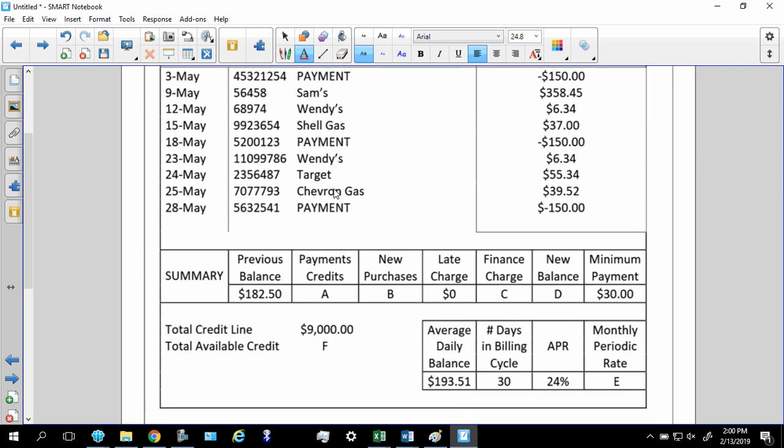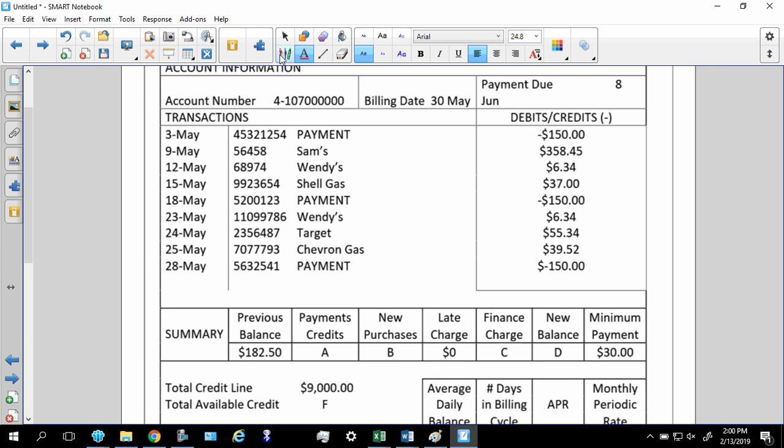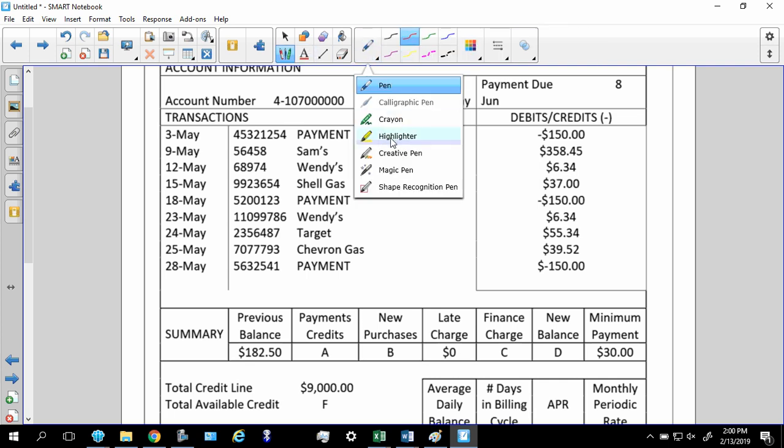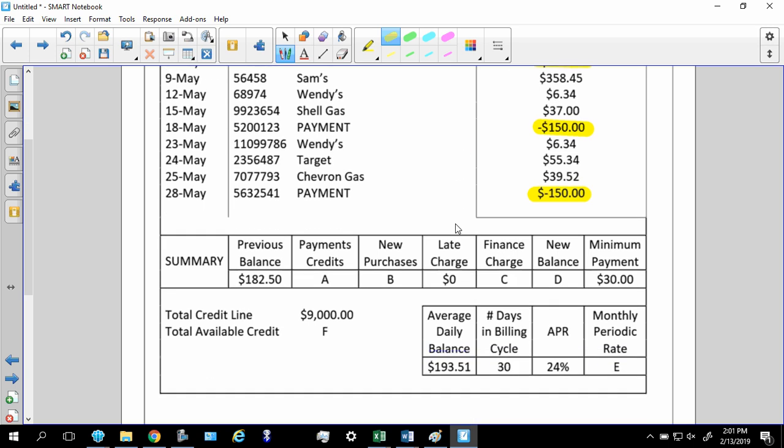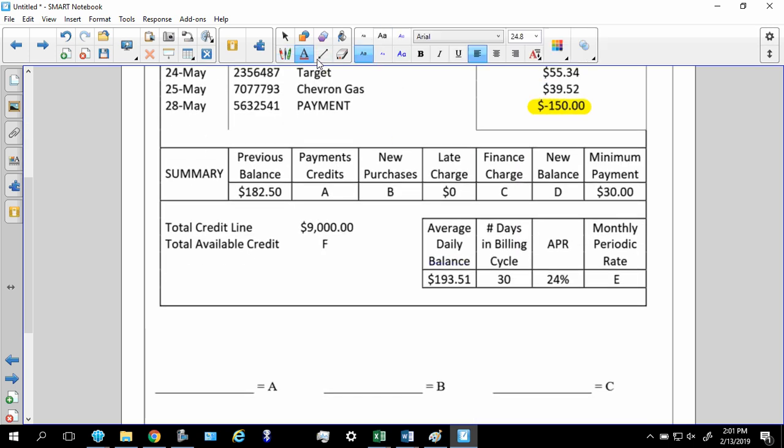First off, payments and credits. Payments. Let's see if I can highlight this. There's a payment. There's a payment. There's a payment. I'm going to add those three up. Everything else that's not highlighted is a purchase. So I'm going to go ahead and knock out lines A and B right now.